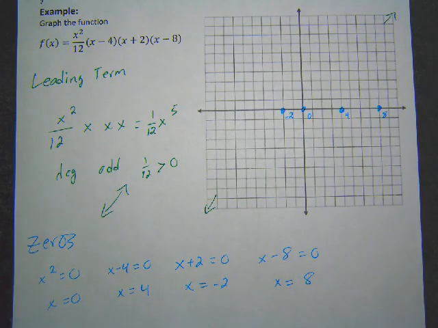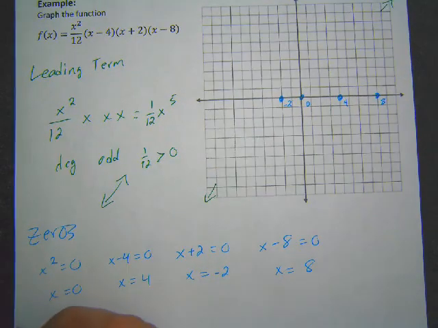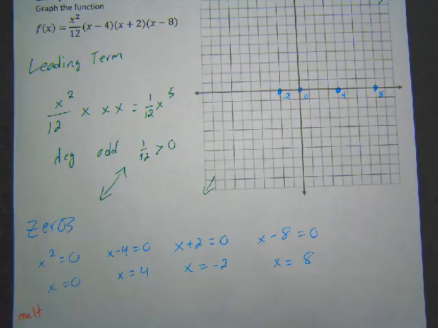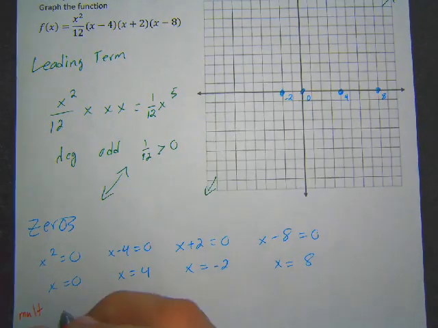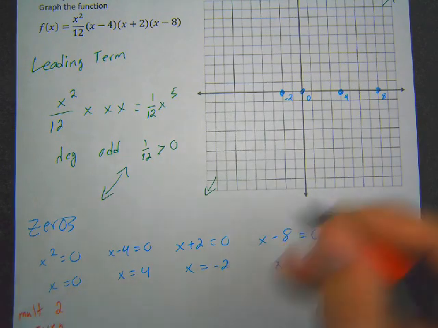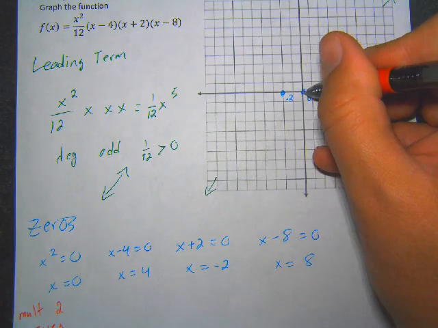And like we did last time, let's use the multiplicity, right? So the multiplicity will tell us how many times it crosses, or if it goes through. And the only one that's actually even is this one. This one has multiplicity 2, and it's even. So this one's the only one that bounces. So at 0, it's going to bounce.